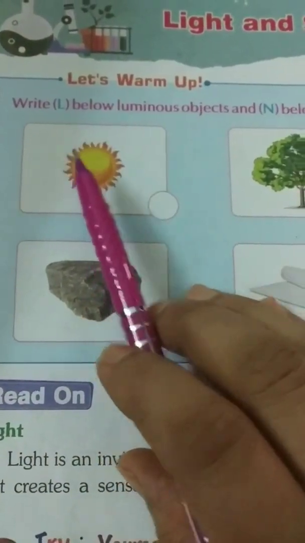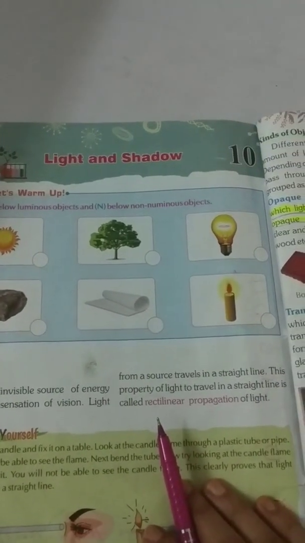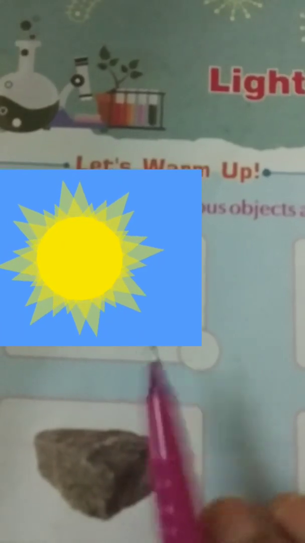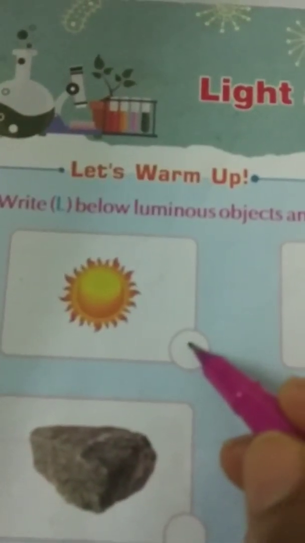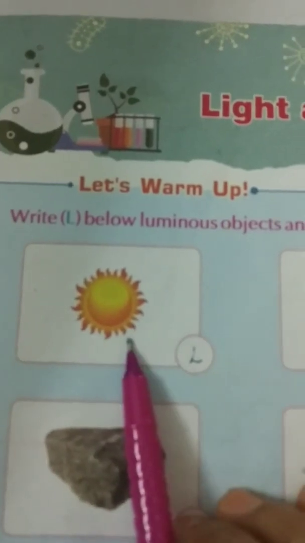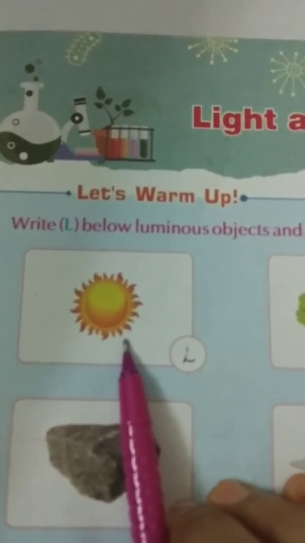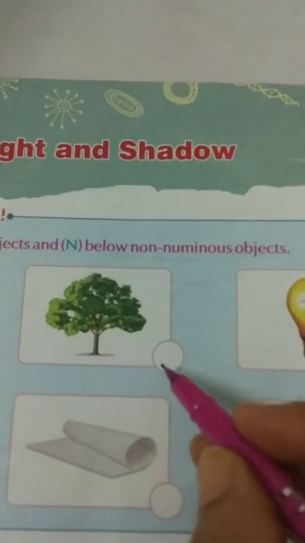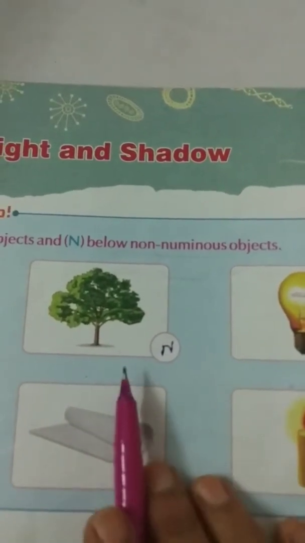Let's warm up. Here they have given 6 pictures. From these pictures you have to identify which object is luminous and which is non-luminous. Sun. It is luminous. For luminous you will write L. Sun has its own light, we know, that's why it is luminous. Tree, it is non-luminous because it does not have its own light.